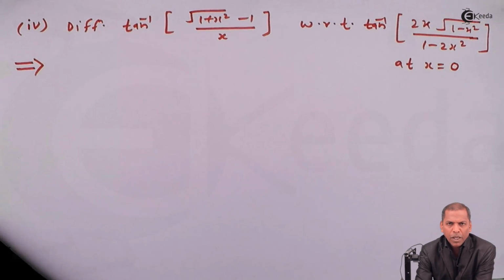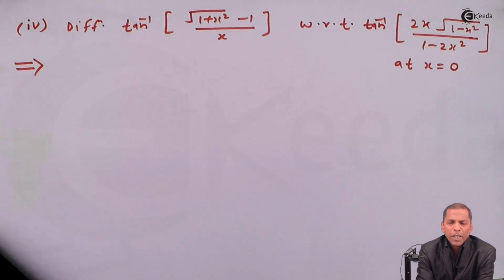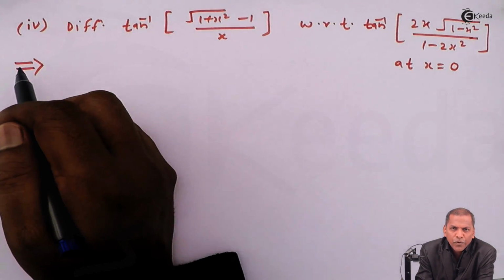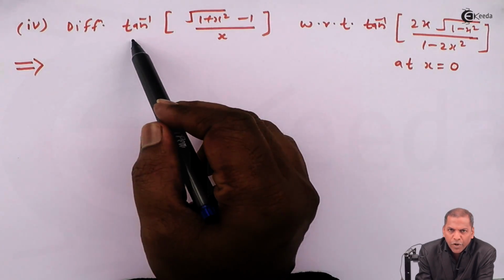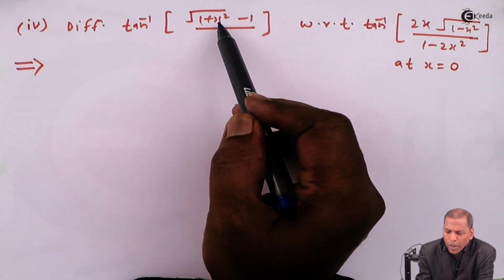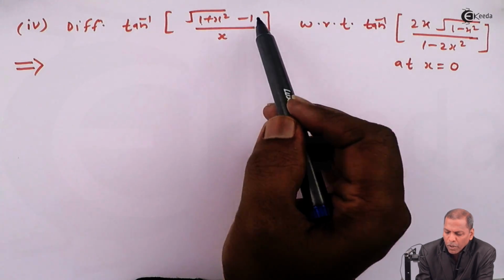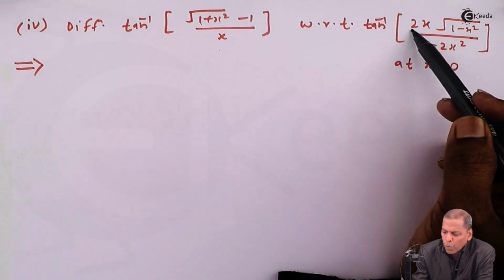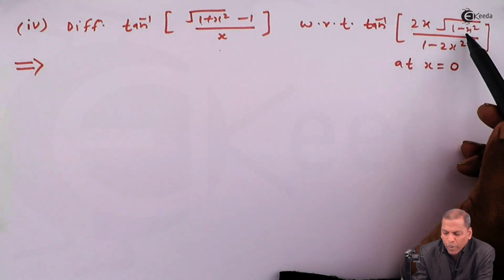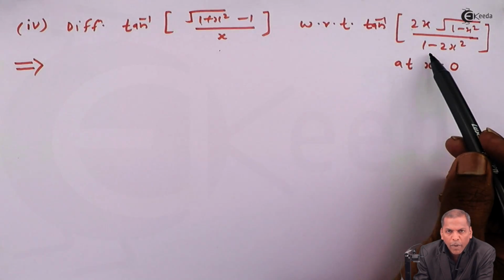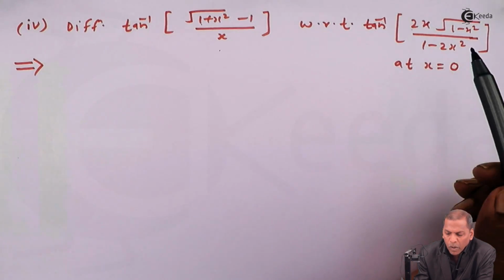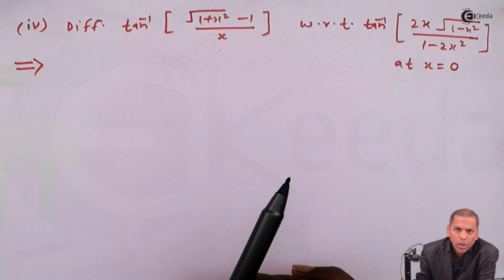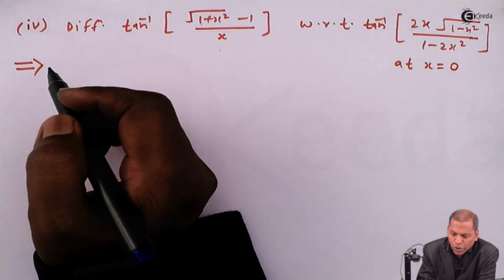Hello friends, now we see problem 4 of question 4, which is also based on the theorem of parametric function of the chapter differentiation. Sub-question 4 is: differentiate tan inverse of (square root of 1 plus x square minus 1) divided by x, with respect to tan inverse of (2x into root 1 minus x square) divided by (1 minus 2x square), at x equal to 0. Now let's see the solution.